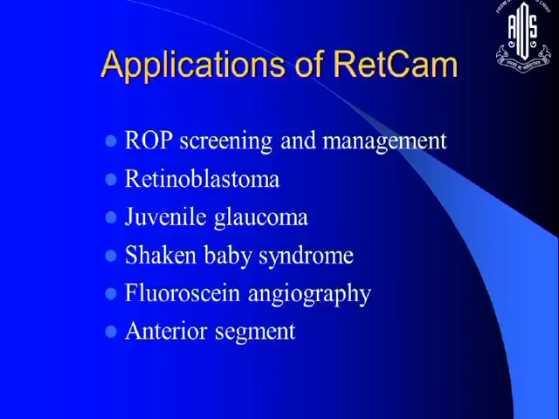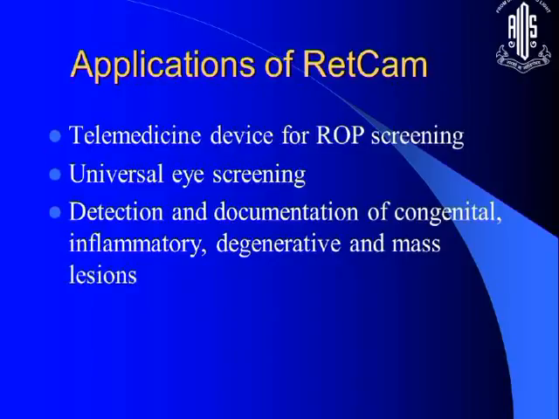Also for juvenile glaucoma. We don't see shaken baby syndrome here, but it's a common problem in the Western world. And of course, doing fundus fluorescein angiography, which was almost impossible in infants, and some of the anterior segment indications. I think this has been the best telemedicine device for ROP screening, that is remote screening, done not by ophthalmologists but by technicians and nurses, and that's how it has been used.